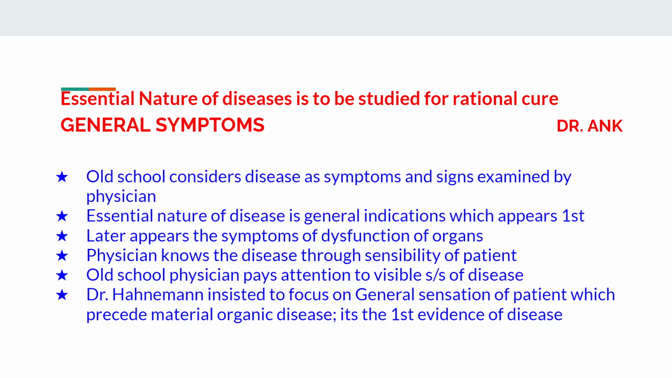The essential nature of disease is the general indication which appears first. So what the old school physician is doing is measuring temperature, pulse, respiratory rate, blood pressure, which are the effects of disease. So what is the actual essential nature of disease? It is the general indications which appear first. Abnormal sensations and abnormal functions appear first during the evolution of any disease.